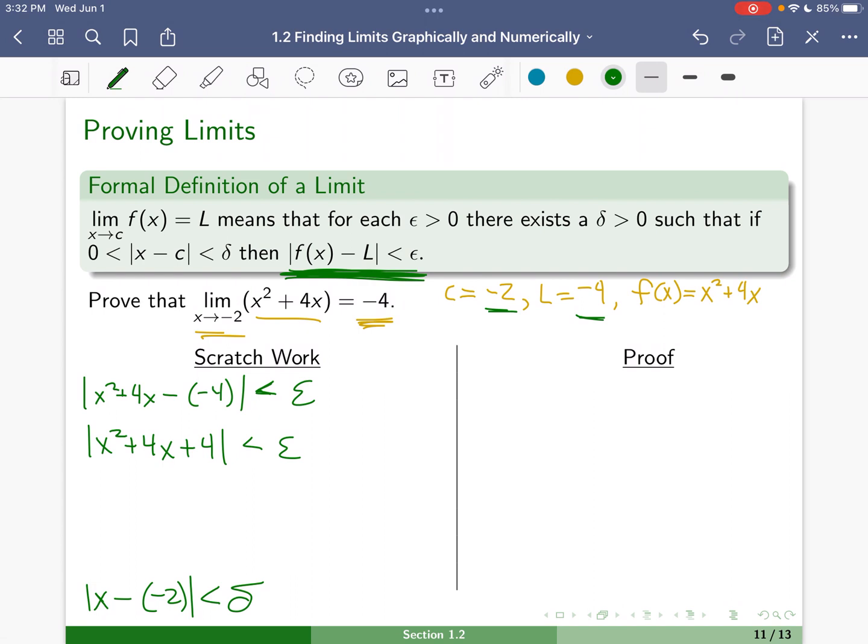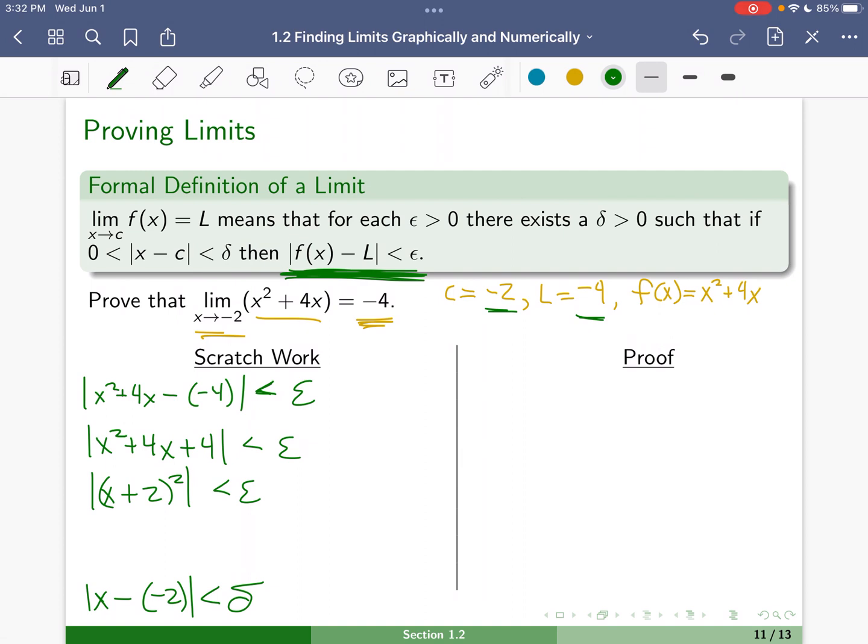What might you do next? We have a polynomial there. So maybe we can factor it. Let's try factoring that. If we were to factor that, we'll have x plus 2 times x plus 2. So we could write that as x plus 2 squared. It's less than epsilon.